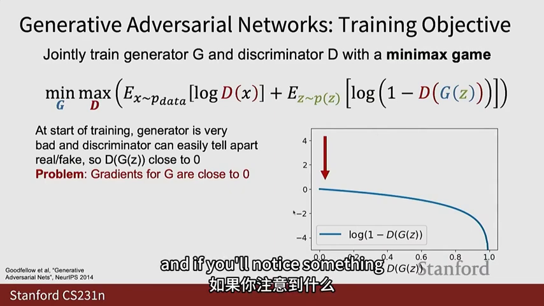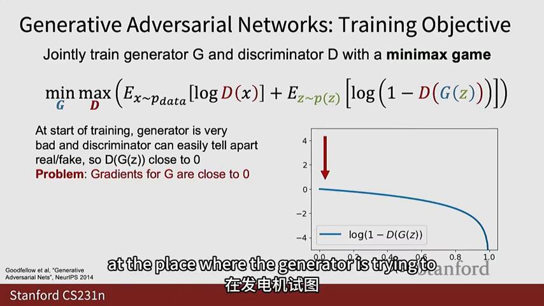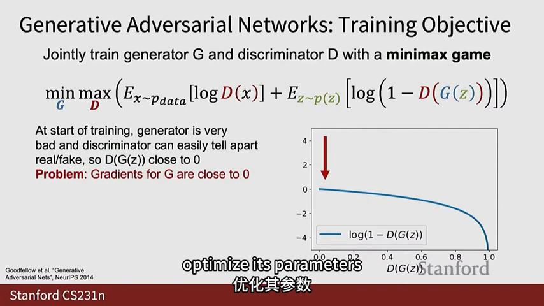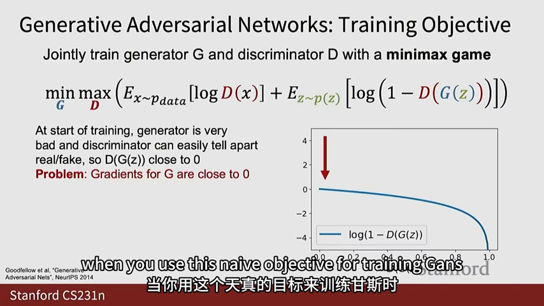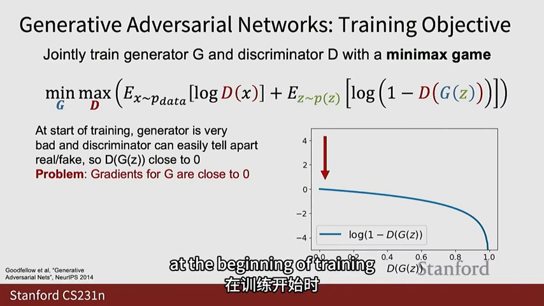And if you'll notice something, this loss function is flat, or very close to flat, at the place where the generator is trying to optimize its parameters. So this means that in practice, when you use this naive objective for training GANs, the generator has a really hard time learning at the beginning of training.